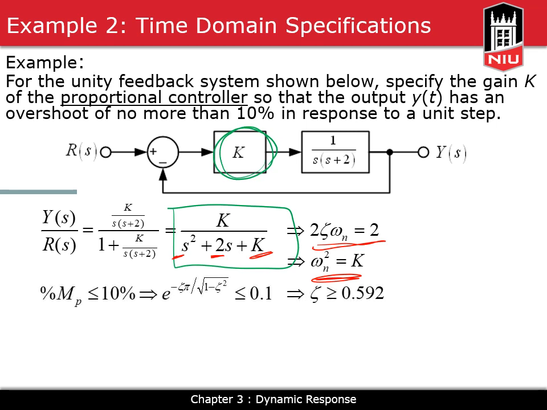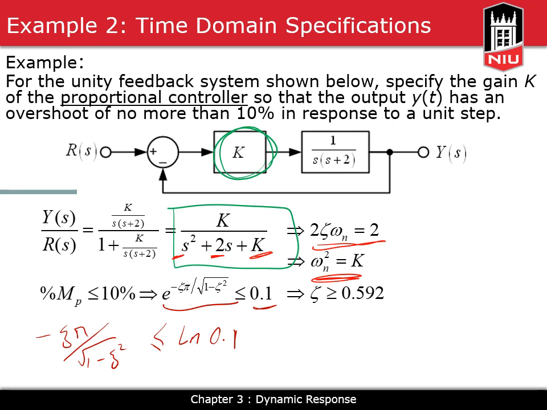The percent overshoot formula: we have the overshoot formula as e to the negative zeta pi over square root of 1 minus zeta squared. We want the percent overshoot to be less than 10%, so this must be less than 0.1. From here, we can find what should be the value of zeta to satisfy this inequality. To do this, you can find ln of both sides first. If you find ln of both sides, on the left, we're going to have negative zeta pi over square root of 1 minus zeta squared. On the right, you'll have ln of 0.1.